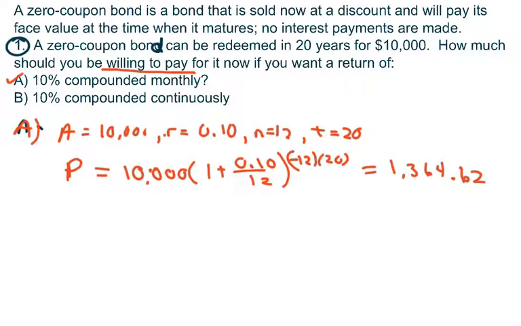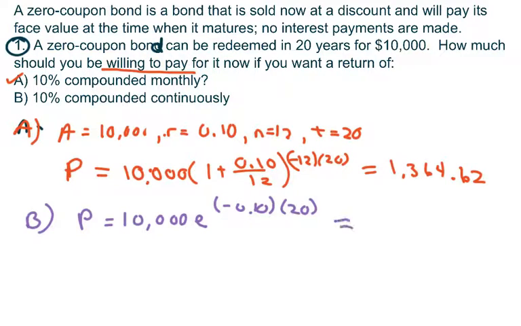And for B, compounded continuously, you would get P equals 10,000 E, so you write the same thing basically. 10%, so it's going to be 0.10 times 20. And this gives you $13,553.35.